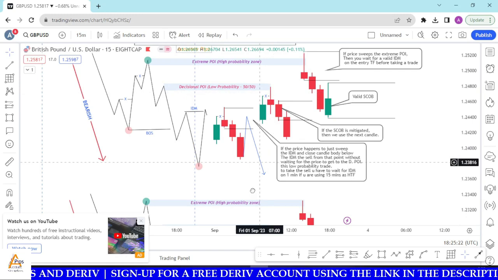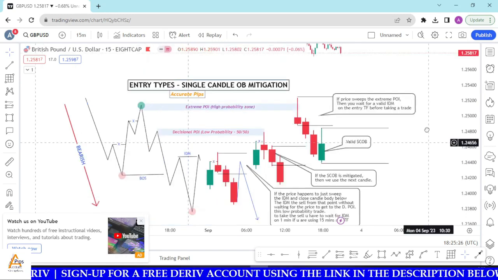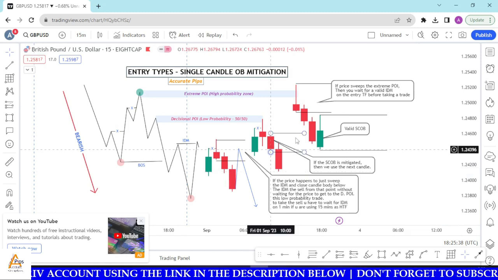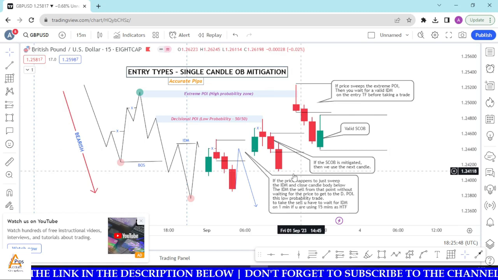All right, now I think I explained this when I was doing the other demonstration. As you can see, this single candle order block has been mitigated, and because of that we use the next candle as the valid order block. So all we need is price taps into this, gives us our change of character inducement on 1 minute, and then we take our trade.